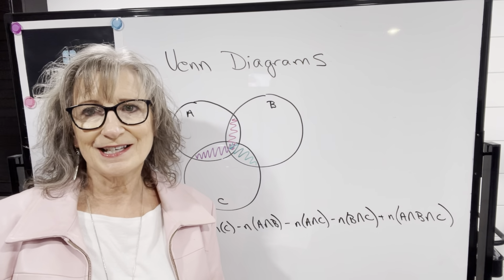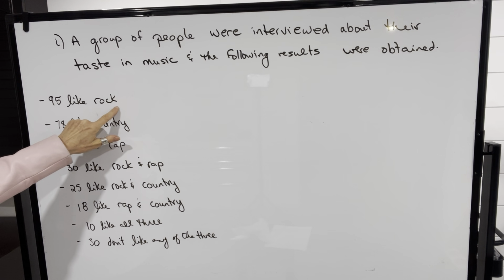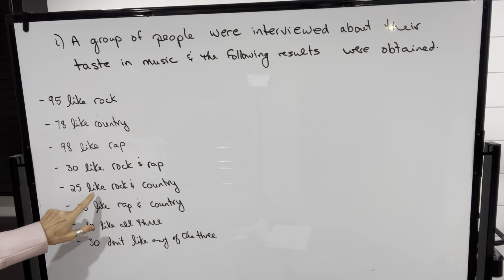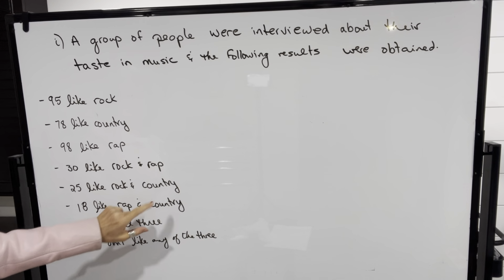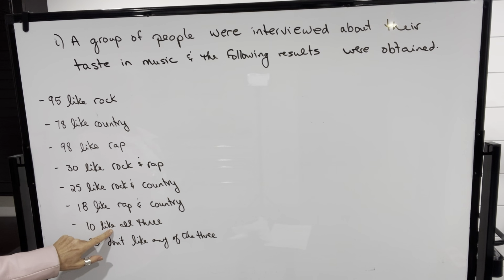Let's take a look at an example. A group of people were interviewed about their taste in music, and the following results were obtained. You'll notice that there's a lot of information when we get into three categories or three circles. So here's our details: the number of people that like rock, country, and rap, the number that like rock and rap, the number that like rock and country, and the number that like rap and country, the number that like all three styles of music, and the number that don't like any of the three styles.